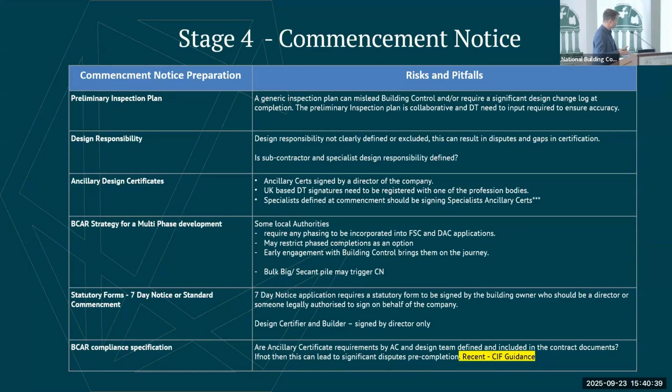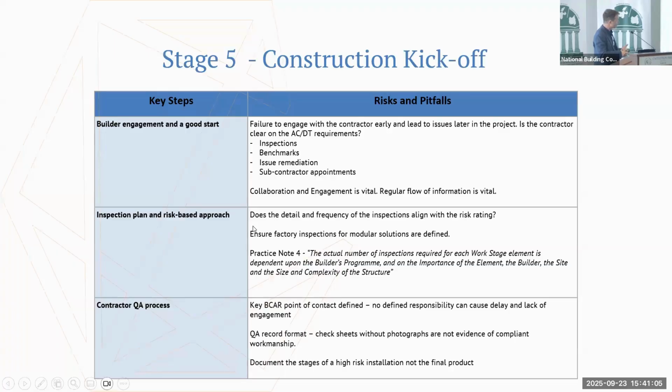Your first step really is builder engagement and a good start. The risks and pitfalls here are not engaging with the contractor early and outlining what your expectations are in relation to the BCAR process. So have a conversation up front about inspections. What are we looking for? Have a look at the preliminary inspection plan. Have a conversation about the program and what inspections are going to be required initially, the format of those inspections as well.